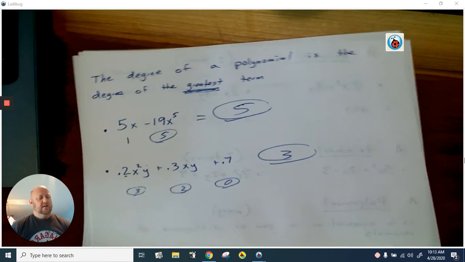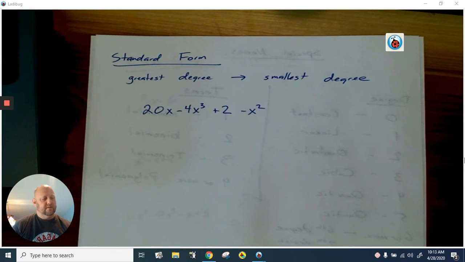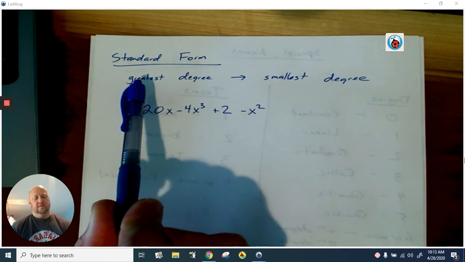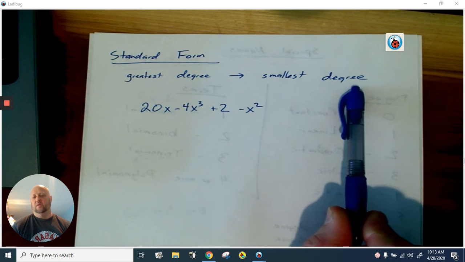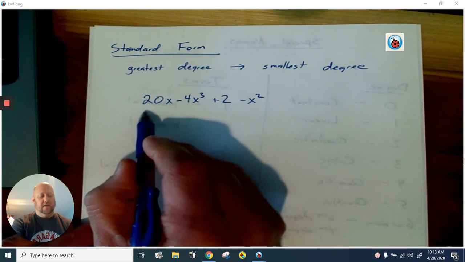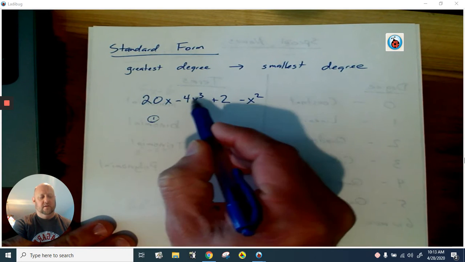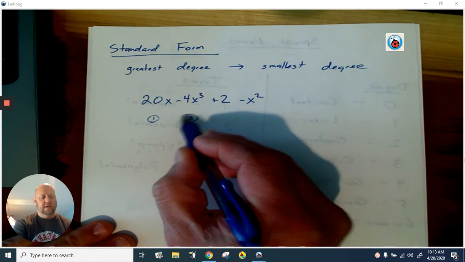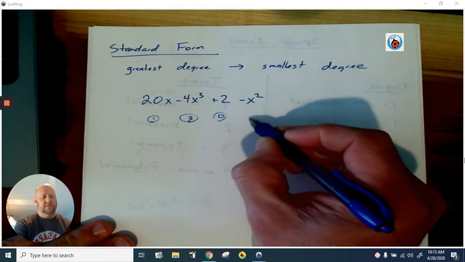So now we have another thing we have to talk about, which is putting polynomials in standard form. When you put things in standard form, it's really as simple as putting the term with the biggest degree first and then working your way down to the smallest. Meaning like this part, the 20x, this would have a degree of 1. This would have a degree of 3. There's no x's on this, that's 0. And this has a degree of 2.